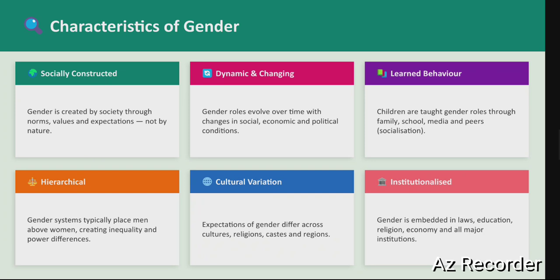We saw in the definition how the sociological view, psychological view and feminist view are there. Now, characteristics: socially constructed, dynamic and changing, learned behavior, hierarchical, cultural variation, institutionalized. What is socially constructed? As we say, it is not biological. Gender is created by society. The society has its norms, values, expectations. And again, it's not by nature.